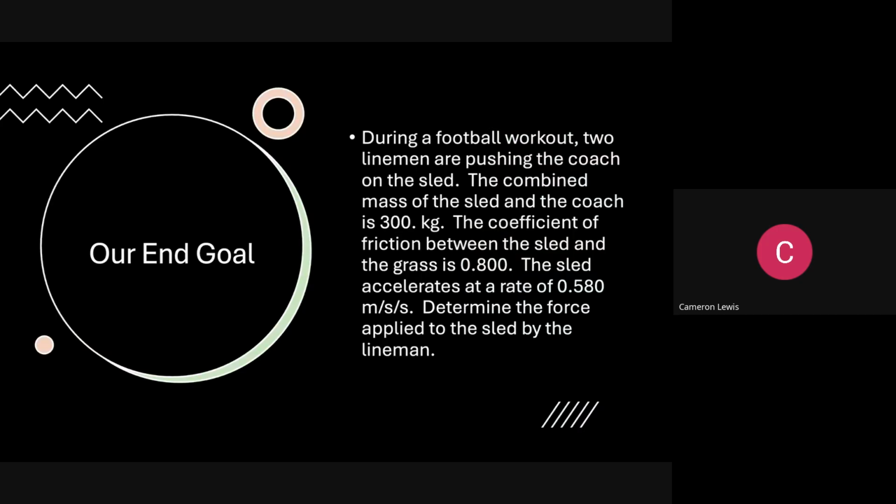And this is our end goal, right? You want to be able to take what we talk about now, and I'll just change the slide too, to get to this type of problem, right? During a football workout, two linemen are pushing the coach on the sled. The combined mass of the sled is 300 kilograms, and the coefficient of friction between the sled and the ground is 0.8. The sled accelerates at a rate of 0.580 meters per second squared, and you want to determine the force applied to the sled by the linemen.